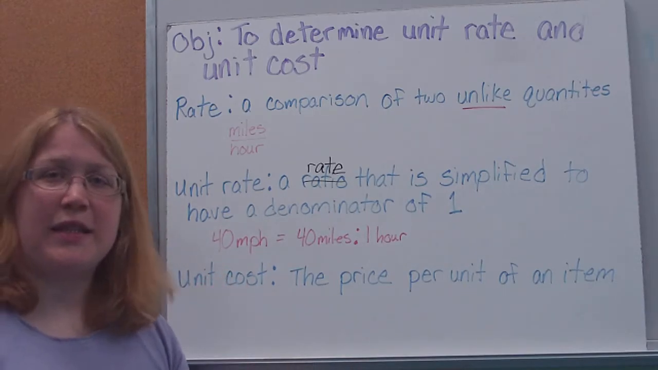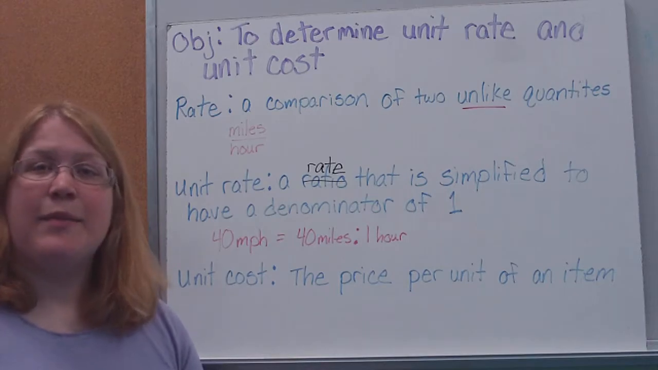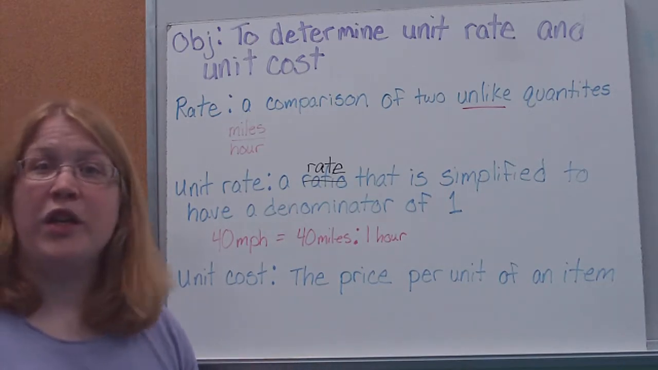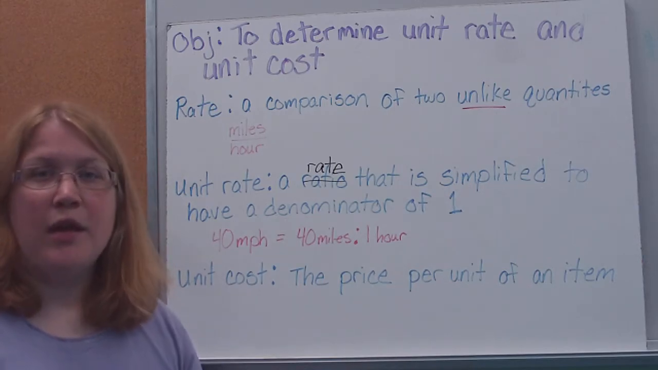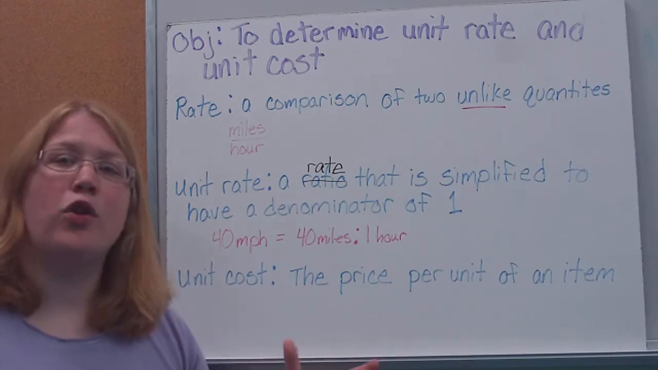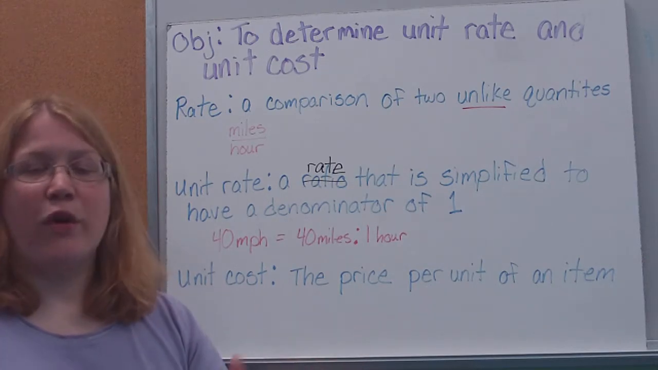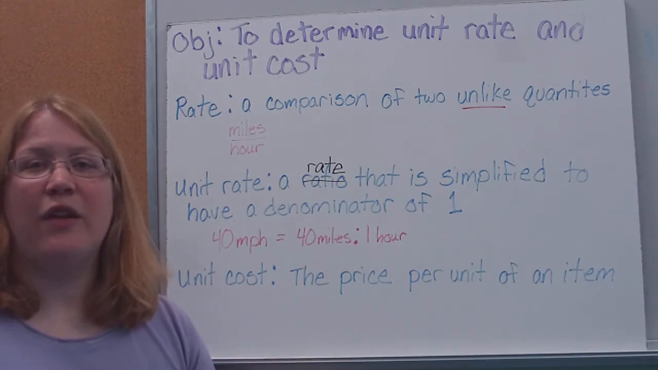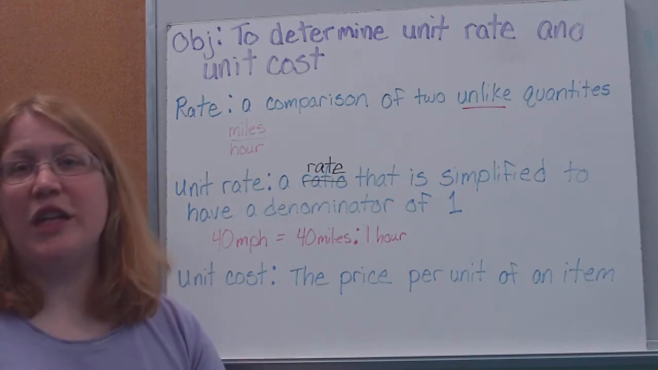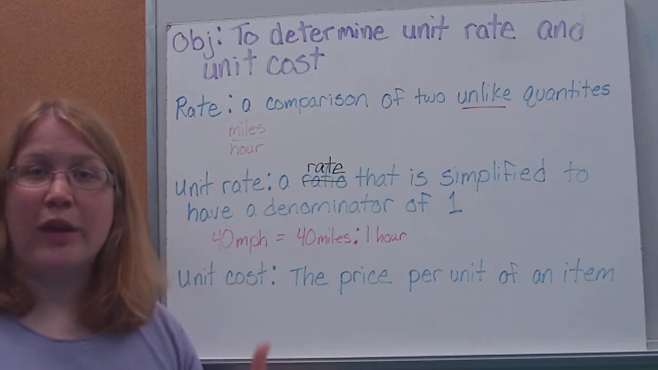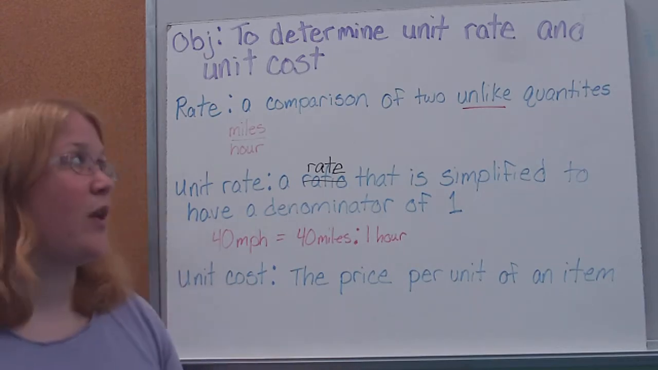Unit cost is basically the same thing as a unit rate, except now we're dealing with money instead. So I want to know how much it is per 1 unit of an item. So, for example, when you go to the big bulk stores, you might buy like 5 tubes of toothpaste together for $15. Well, how could I figure out what that cost me for each individual tube? That's where we would use a unit cost. We would write our ratio and then we would reduce it. Okay?